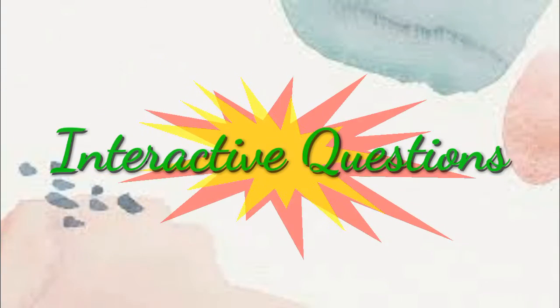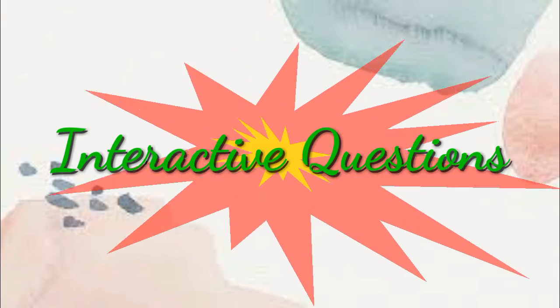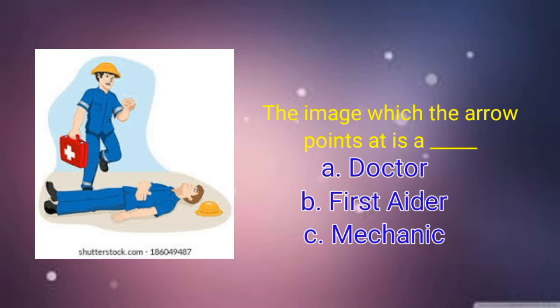Okay, so now we'll look at some interactive questions before we go. The first one here says the image which the arrow points at is a dash. A, doctor. B, first aider. C, mechanic. Can you guess the answer? You should know it. Okay, the answer is B, the first aider.